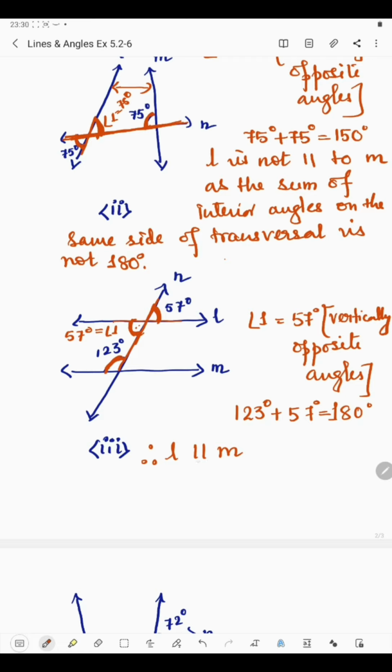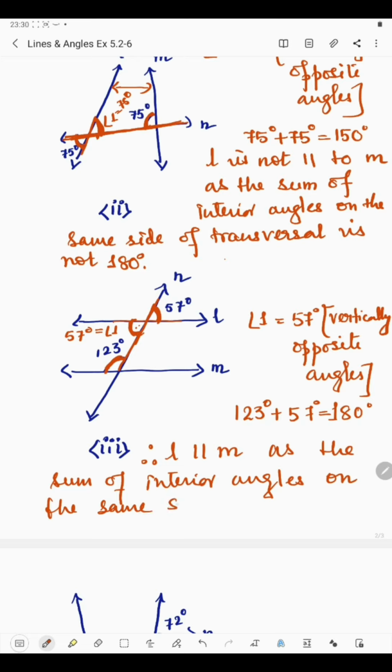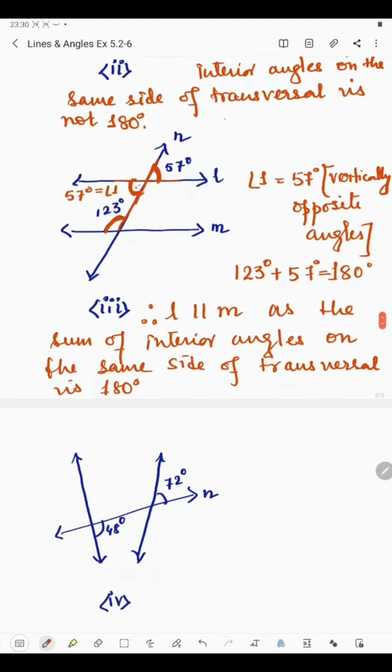So we'll write, therefore, L is parallel to M. This is the symbol of parallel lines, as the sum of interior angles on the same side of the transversal is 180 degrees. Okay. Now coming to the last part.